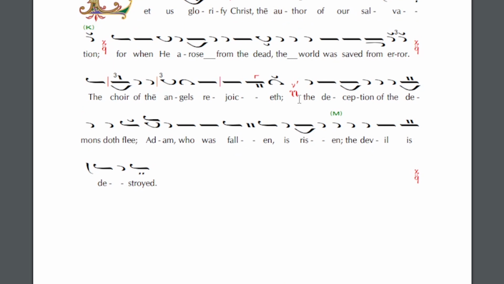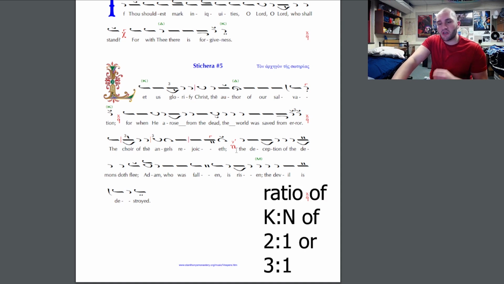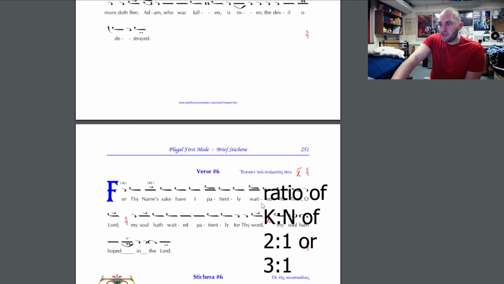If you look at it, most of the hymn is going to have stopping points on ke with occasional stopping points on ni, usually at a 3-to-1 or even 2-to-1 ratio. But that's kind of the average, right? It can always change depending on what words you want to bring out and also how you want to bring out the melody.